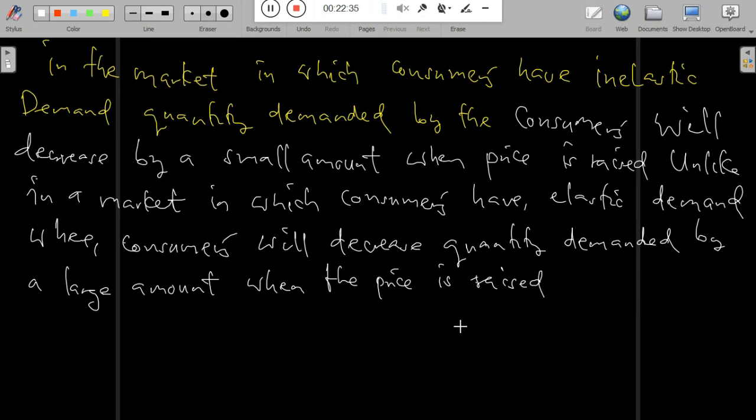In the market where consumers have an inelastic demand, quantity demanded will decrease by a small amount when the price is raised, unlike in the market where consumers have an elastic demand, where they will decrease quantity demanded by a large amount when the price is raised. So maybe we can try to illustrate this concept of how a monopolist fixes prices depending on the type of elasticity of demand in the particular market.